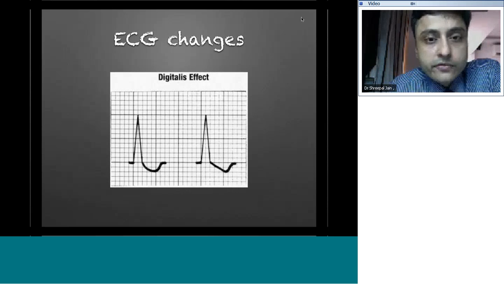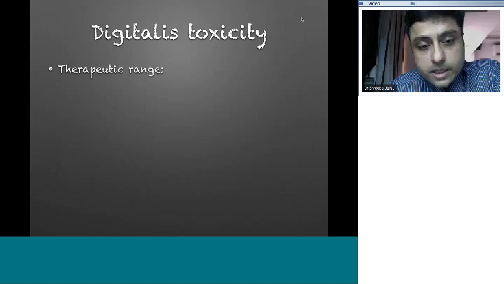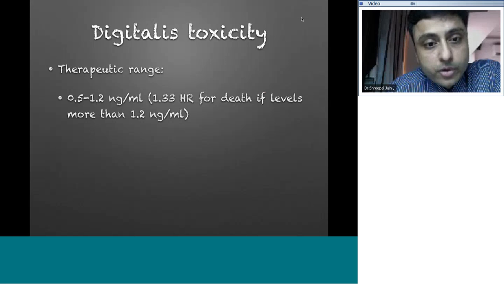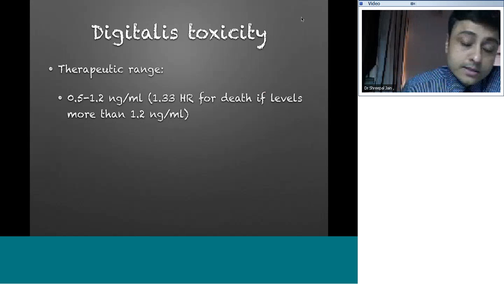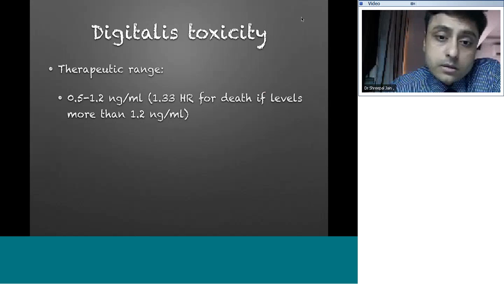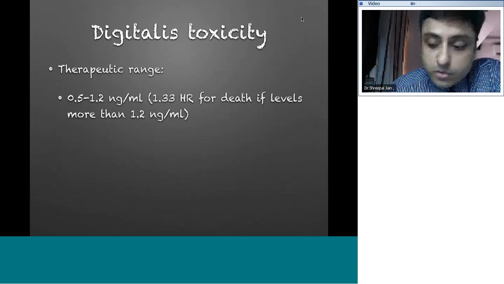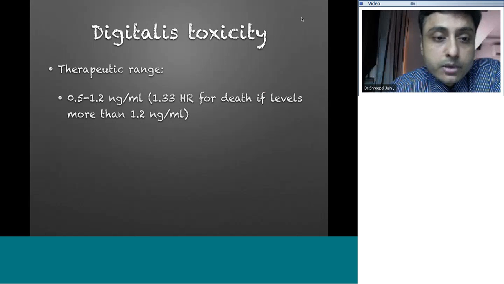So one is if your levels are beyond the therapeutic range. The therapeutic range has actually been brought down to almost 0.5 to 1.2 nanograms per ml, because a recent study has shown in adults that the hazard ratio for death increases by 1.33 times if your levels are more than 1.2 nanograms per ml. So the older levels of 1 to 2 are no more considered safe.